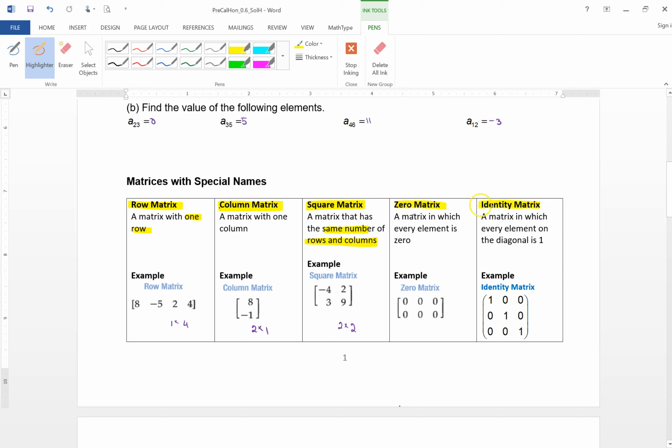And an identity matrix. The identity matrix has a very, very big significance in the world of matrices. It is a matrix where every element in the diagonal is 1 and the rest are zeros. That's key. And the rest are zeros.